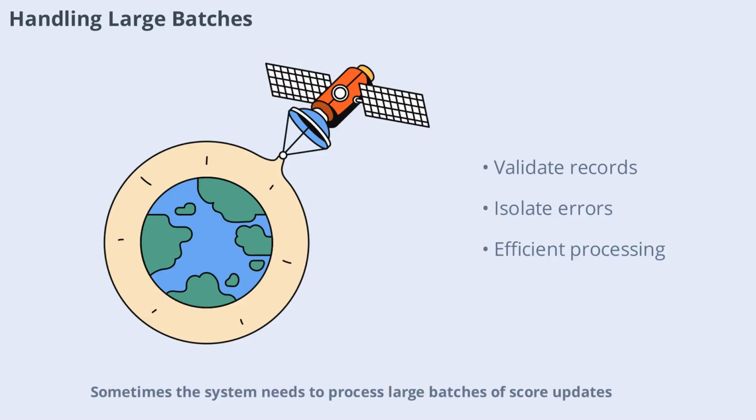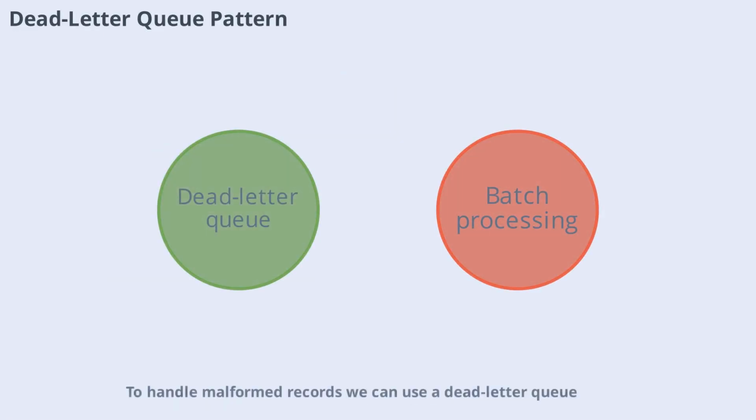Sometimes, the system needs to process large batches of score updates, which may contain malformed or invalid records. Efficient batch processing is essential for scalability. We must validate each record before processing and ensure that errors in one record don't affect the rest of the batch. To handle malformed records, we can use a dead letter queue. This means that any record that fails validation or processing is moved to a separate queue for further investigation, rather than blocking the entire batch. This approach increases reliability and ensures that good data is processed without interruption.